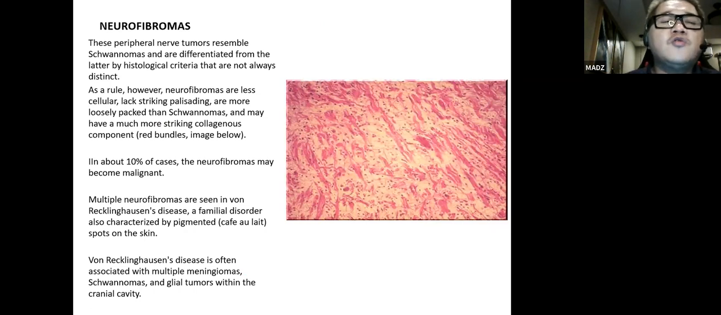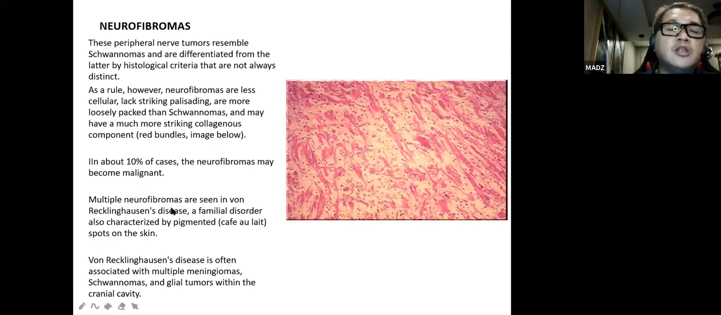Next, neurofibromas. So these peripheral nerve tumors resemble schwannomas and are differentiated from the latter by histological criteria that are not always distinct. As a rule, however, neurofibromas are less cellular and lack striking palisading of the cells, and are more loosely packed than schwannomas and may have much more striking collagenous components, more red bundles. In about 10% of the cases, neurofibromas may become malignant.